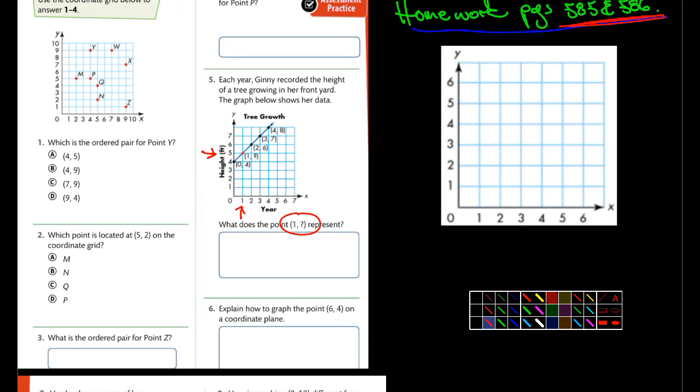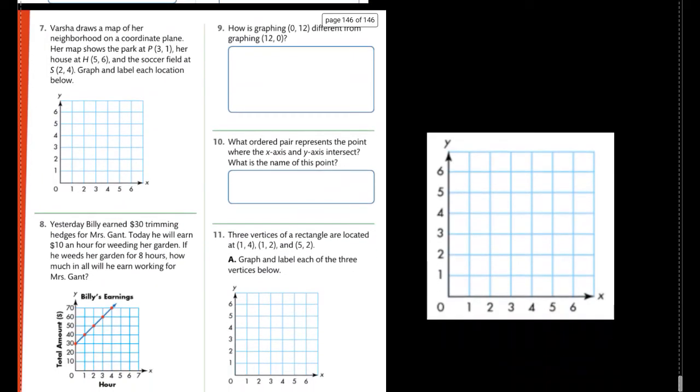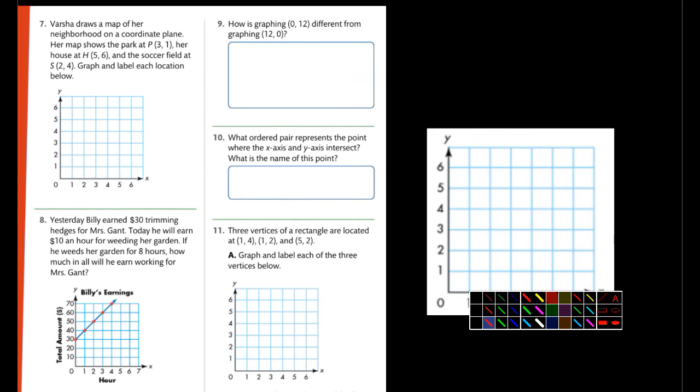Let's see here. Next page. Draw a map on the coordinate plane. Shows the park and the house, soccer field, graph. Yeah, you could do all that. That was number 7. Number 8.